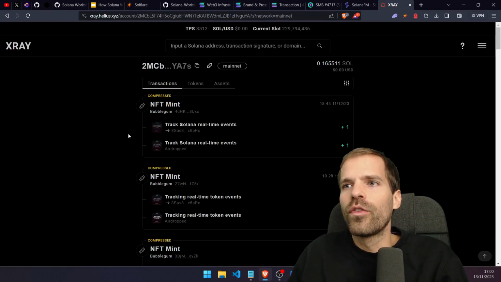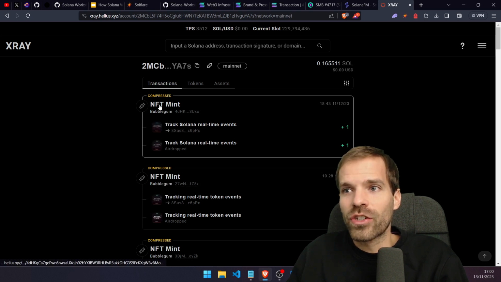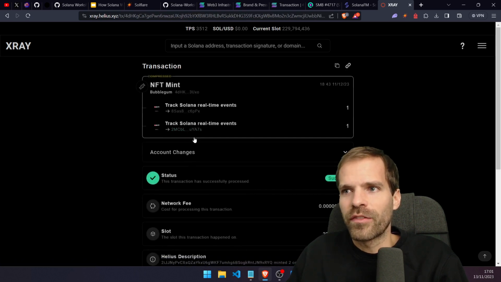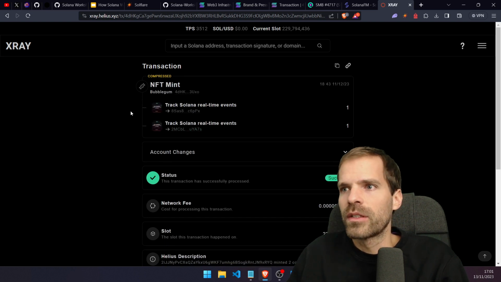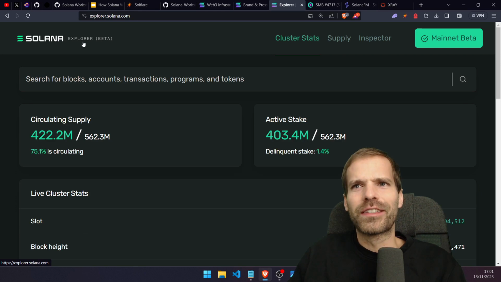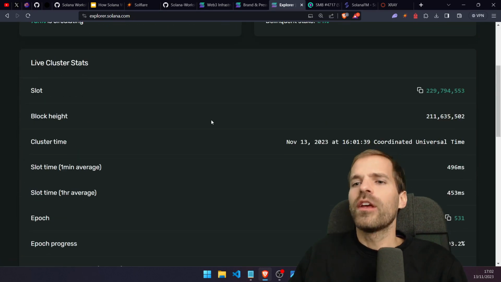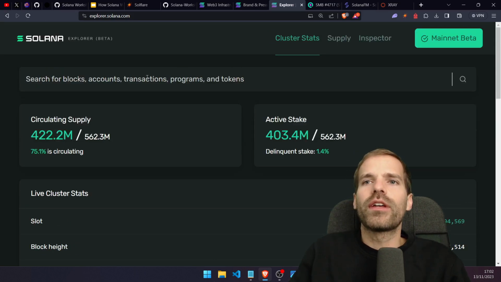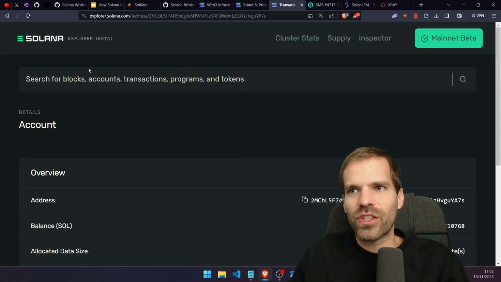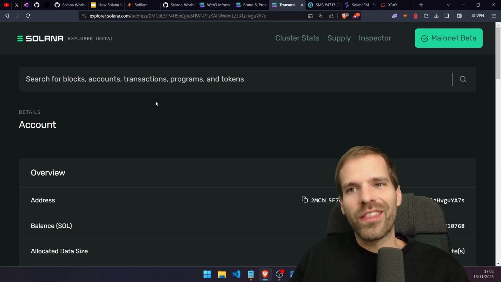XRay is pretty cool for CNFTs. For now, literally the only one that actually tells me this is an NFT mint, compressed NFT mint. But yeah, me personally, I'm still a vanilla Solana Explorer fan. I still mostly use this one. So yeah, anyway, you can put an account or a transaction ID in here, and then it will find you the thing that you're searching for.